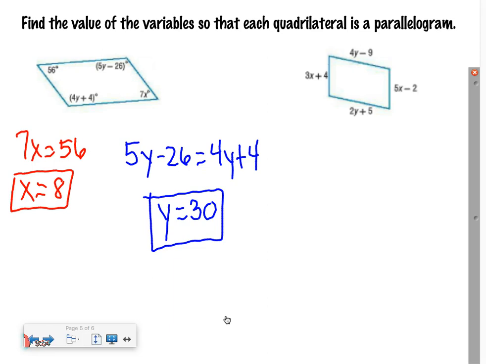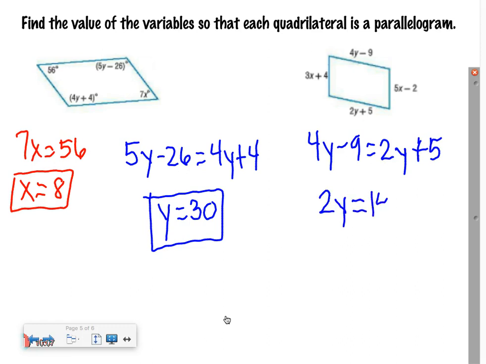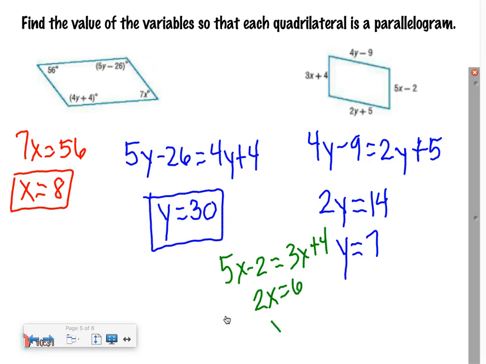Which one do you want to start with? The y's? Y is 7. X equals 3. Any questions, guys? Okay.